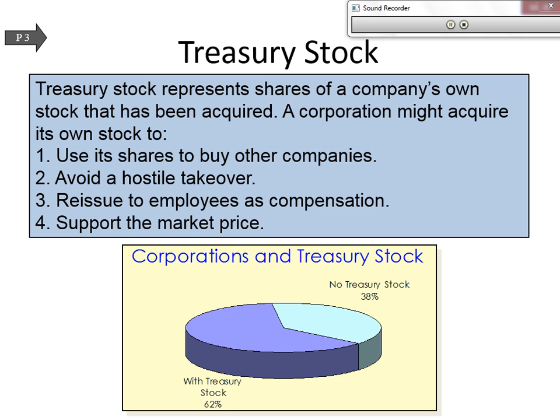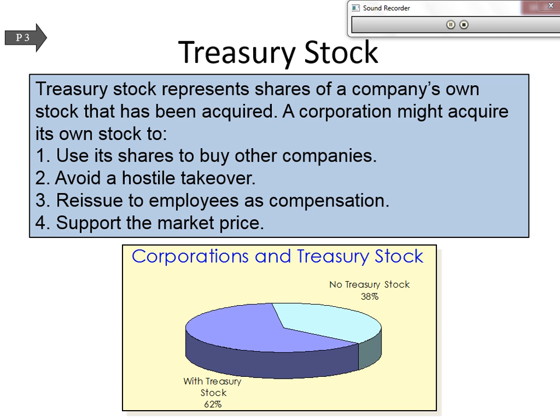What's treasury stock? A corporation's own shares that have been reacquired. So they're basically repurchasing their own stock, right? And for what reason would they want to do this?